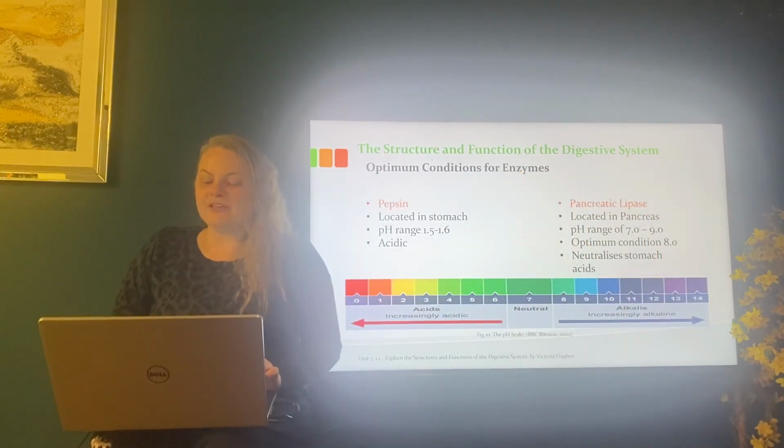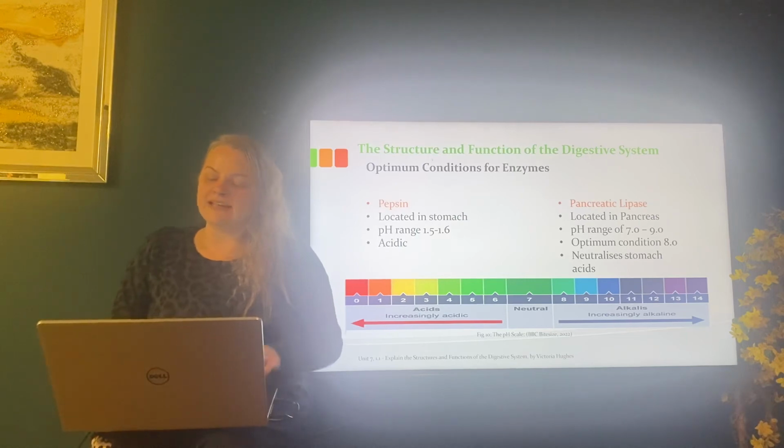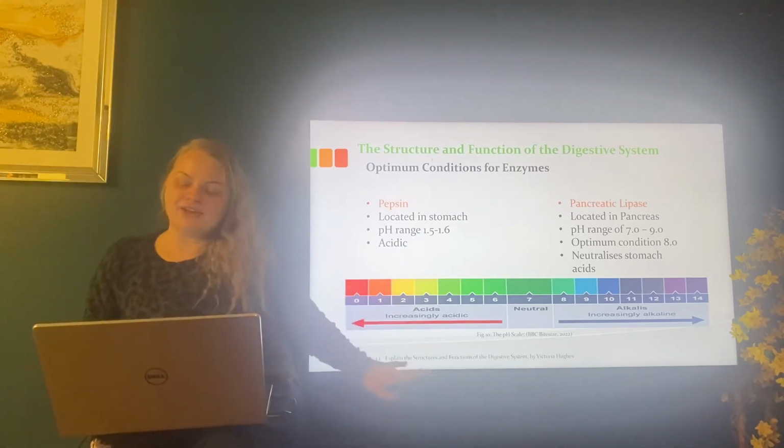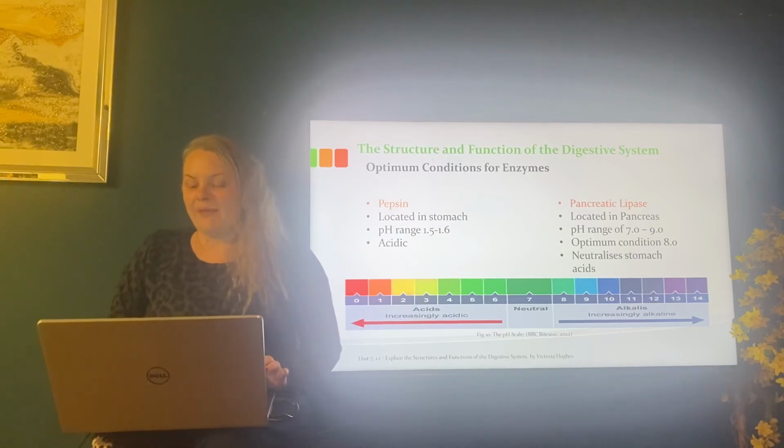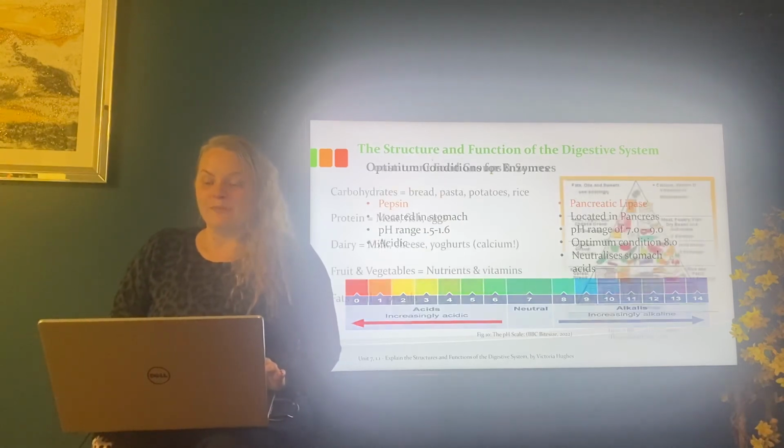Throughout this presentation, we've discussed the important role that enzymes play in the process of digestion, breaking large molecules of food down into smaller ones which can be digested and absorbed. It's important to recognise that enzymes require certain conditions to enable them to function, and these conditions depend on their location. For example, pepsin, located in the stomach, requires a pH range of 1.5 to 1.6. As you can see from the pH scale in the image, this is an acidic pH level due to the conditions within the stomach, whereas pancreatic lipase requires alkaline pH levels to neutralise stomach acids of 7.0 to 9.0, with 8.0 being the optimum condition.